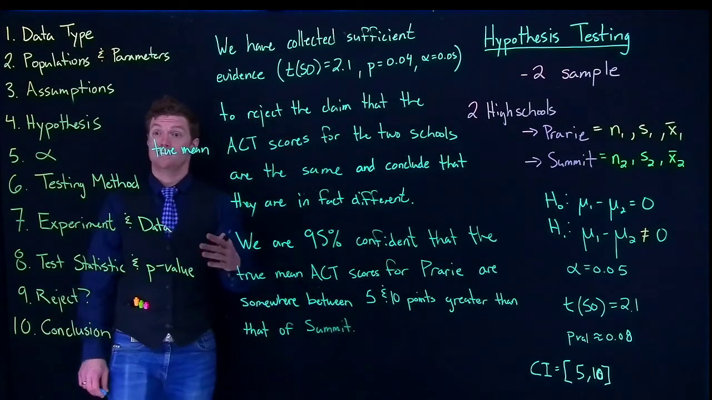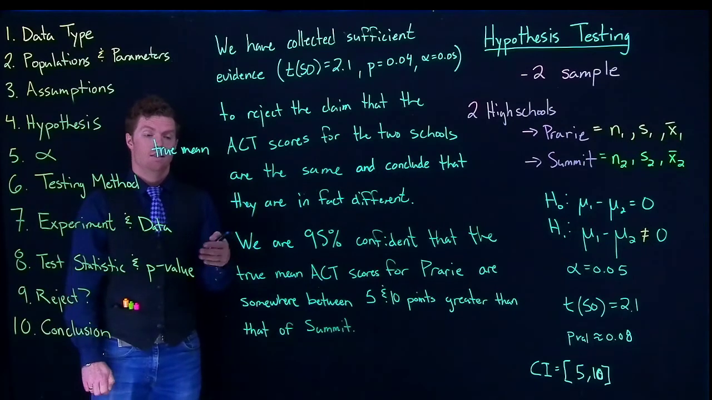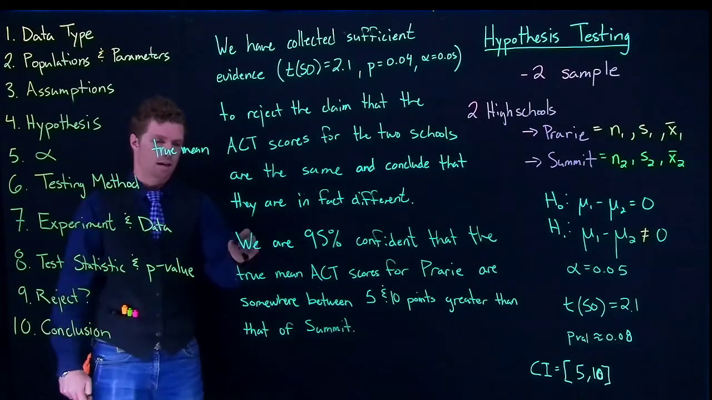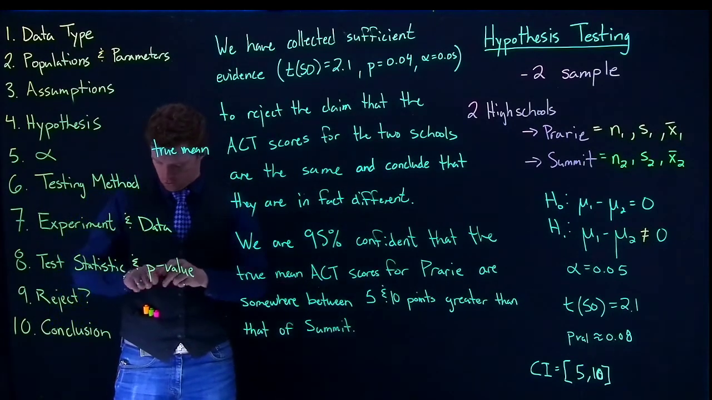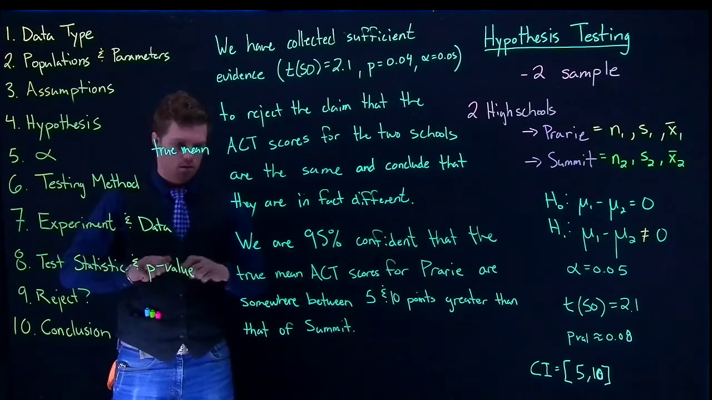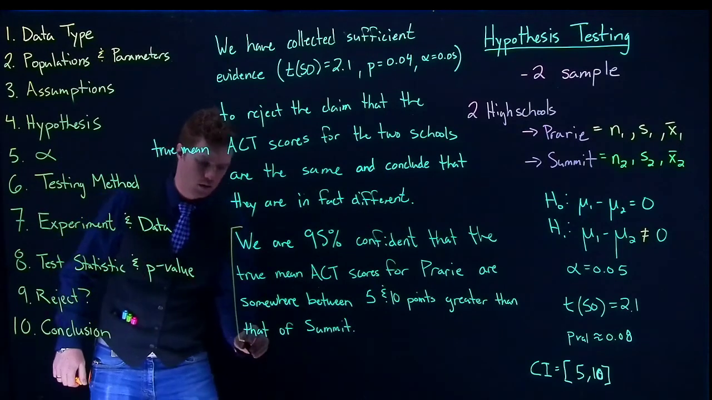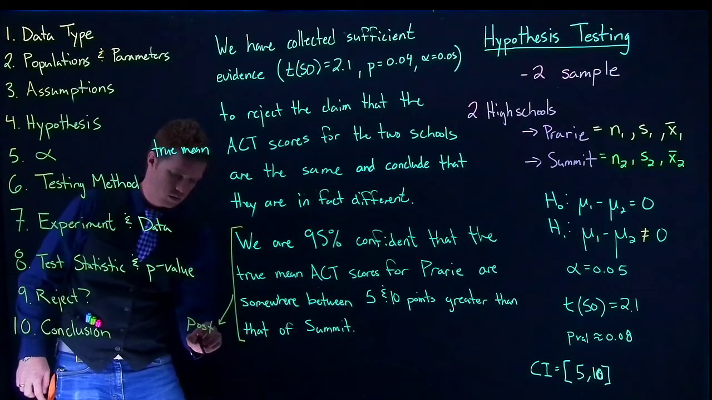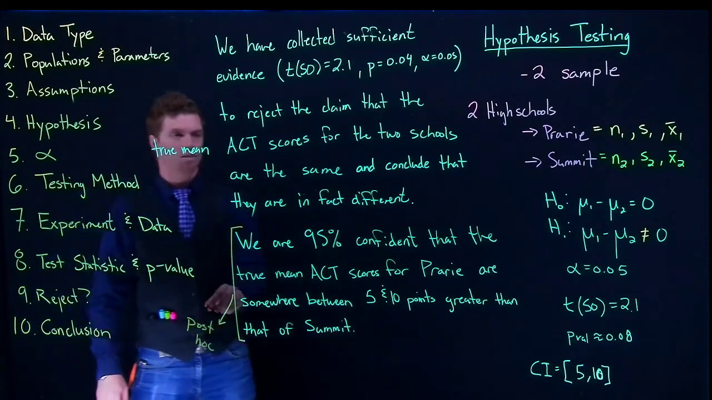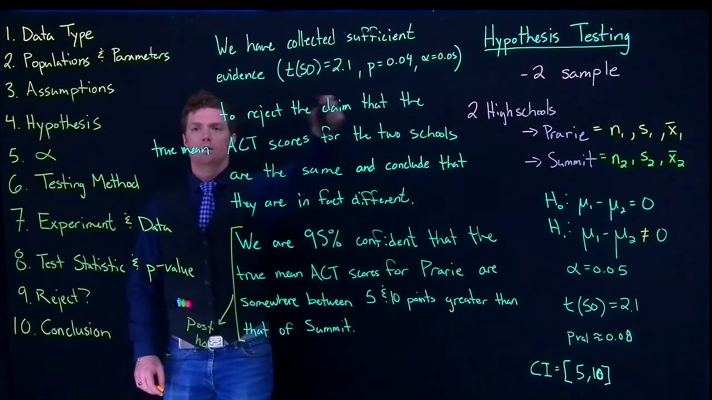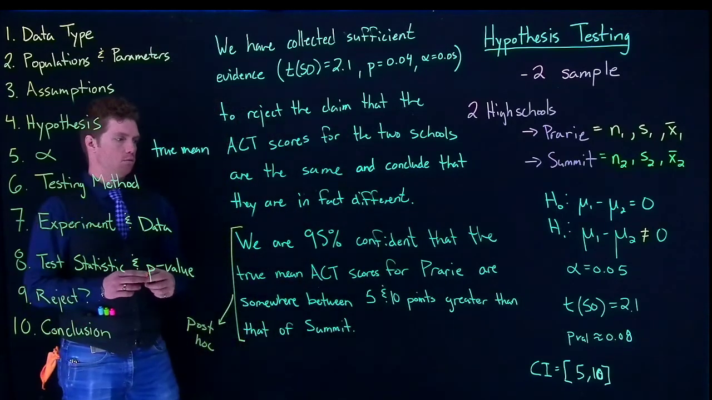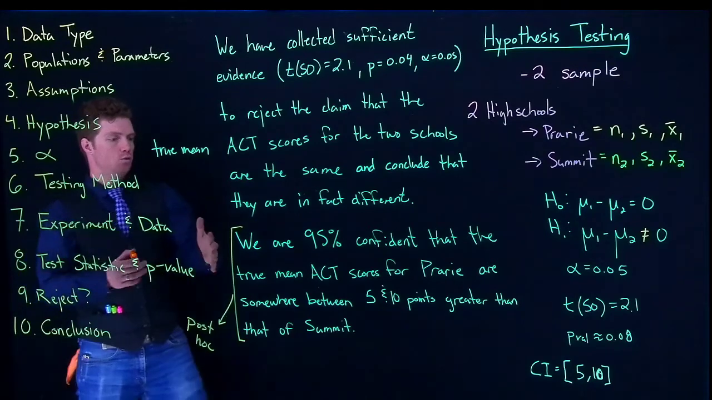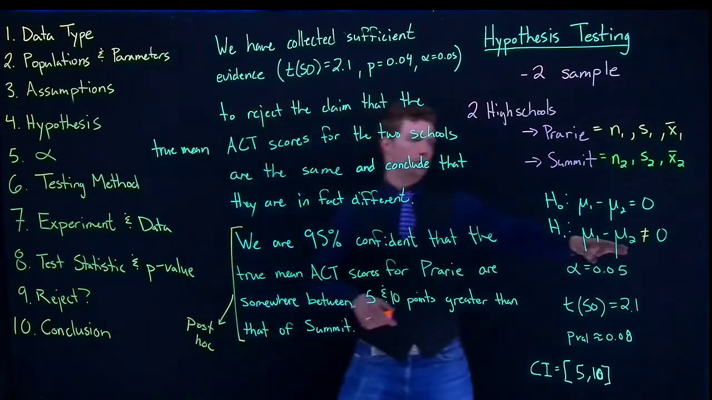All right, so we just basically tack on this confidence interval statement. And this is what we call a post hoc test. Let me circle that real quick. This is our post hoc. And we make this statement after we do our conclusion. So this is what we'd use if we did a two-tailed test.